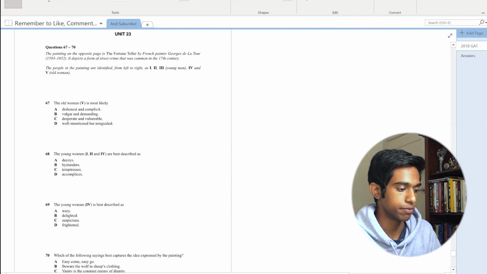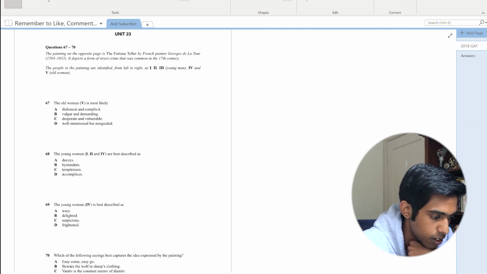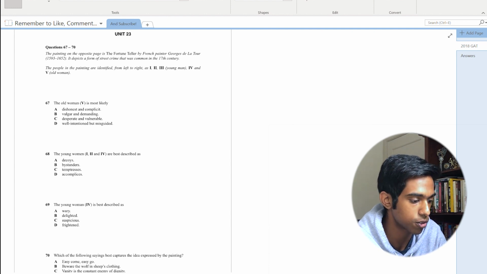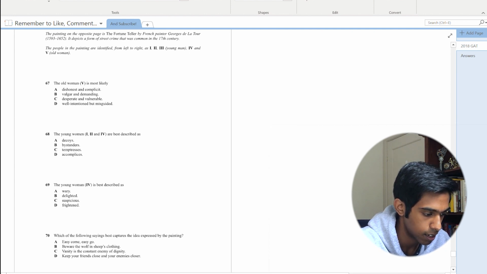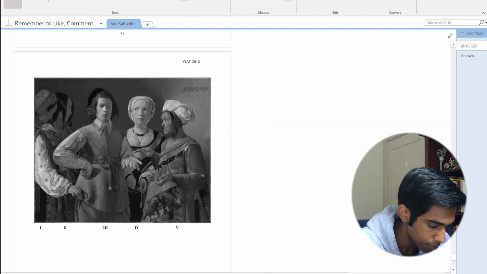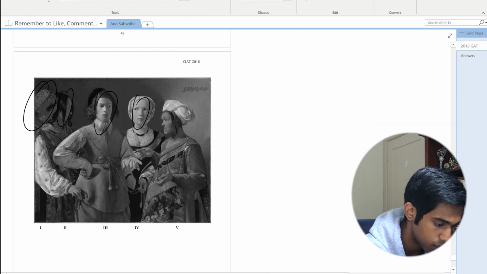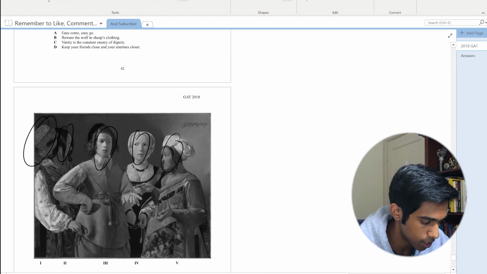Okay. So questions 67 to 70. The painting on the opposite page is the fortune teller. It depicts a form of street crime that was common in the 17th century. The people in the painting are identified from left to right as 1, 2, 3, 4, and 5. So we see this is person 1, this is person 2, this is person 3, 4, and 5. It's good to identify those people because it's hard to see sometimes.